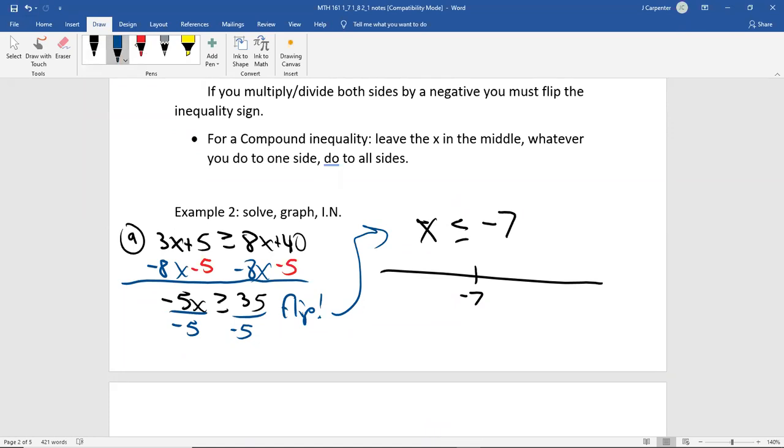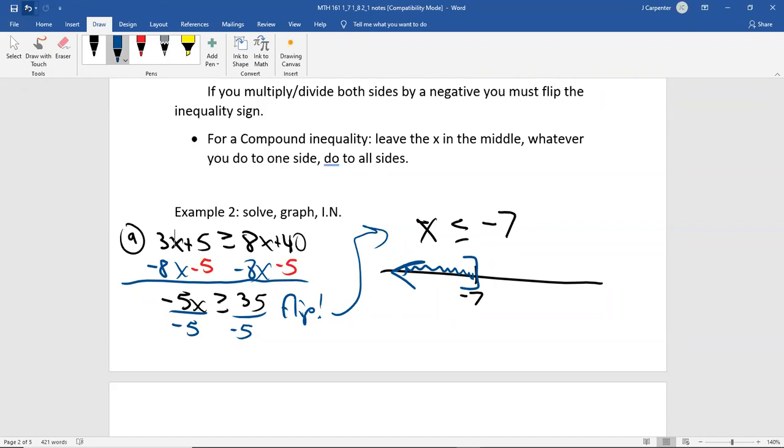All right, so we're going to shade to the left because that was x is less than. I like to put my arrow on the end, signifying that it goes on forever. Because it has the or equals, we will put a bracket on the negative 7. Make sure it faces the shaded region. There's the graph. So the interval notation is furthest left, comma, furthest right.